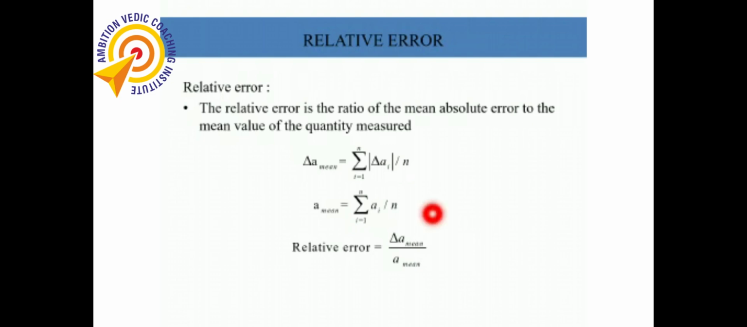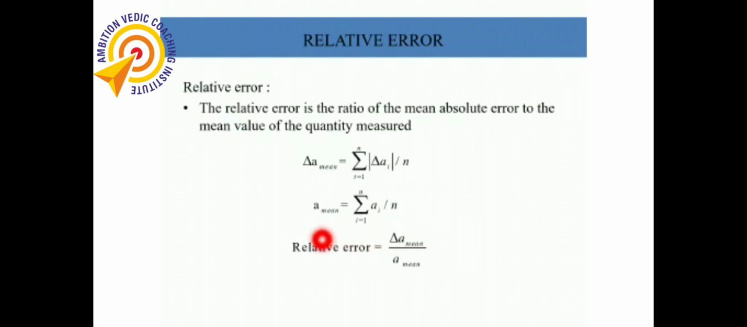So delta A mean out of the total 10 readings, divided by the mean value of all the total 10 readings. We are going to solve some numericals on this in the next class, so please pay attention. This kind of error that we are going to calculate is known as relative error. In comparison to the mean value, how many times the mean absolute error is, is known as relative error.